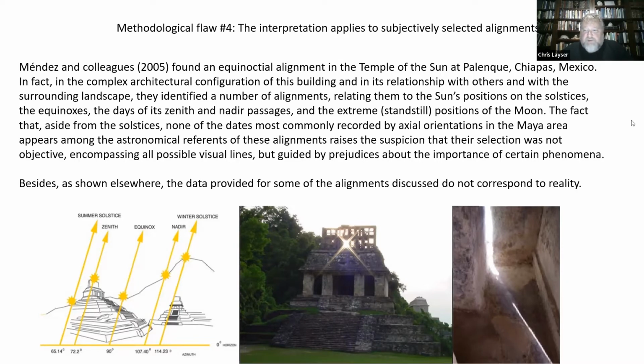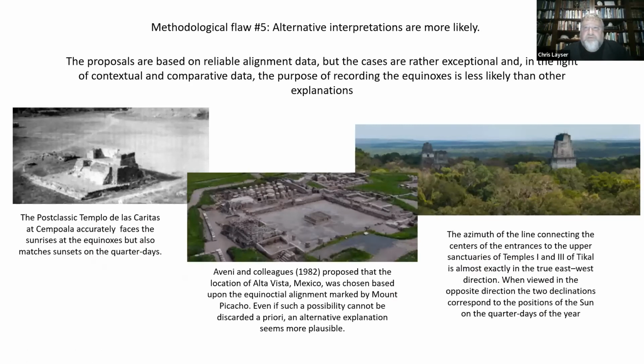The fifth methodological flaw that he talks about is alternative interpretations. These are when the proposals are based on reliable alignment data, but the cases are rather exceptional, and in light of contextual comparative data, the purpose of recording the equinoxes is less likely than other explanations. Meaning, good field work was done, and the field work really did point to equinoctial sunrises. But is that really what's going on?